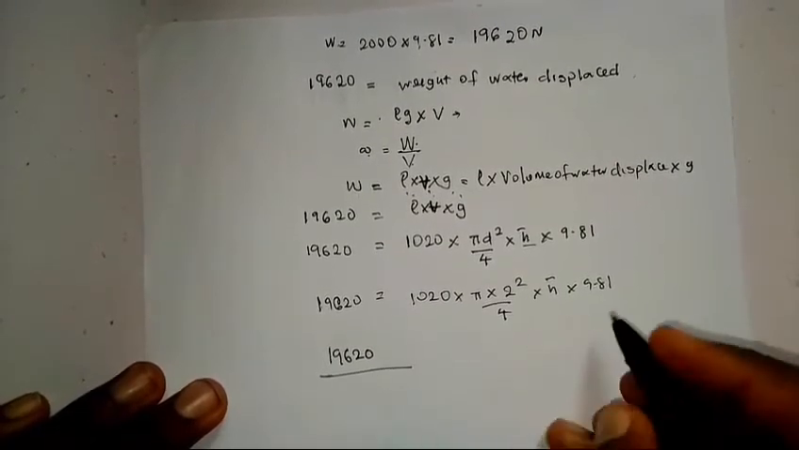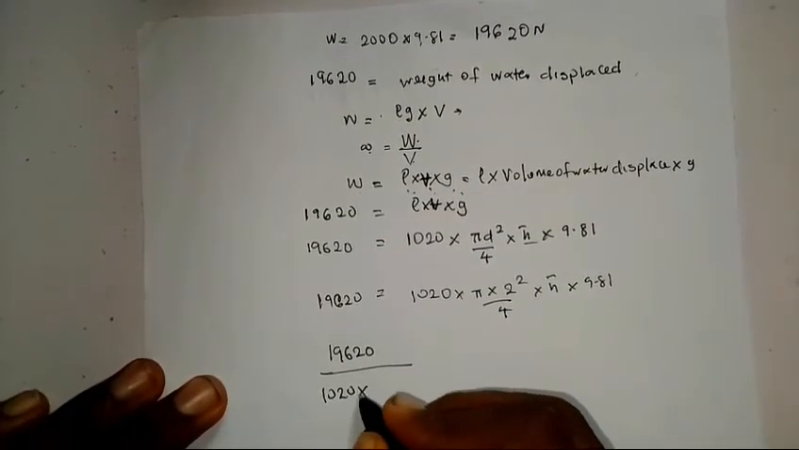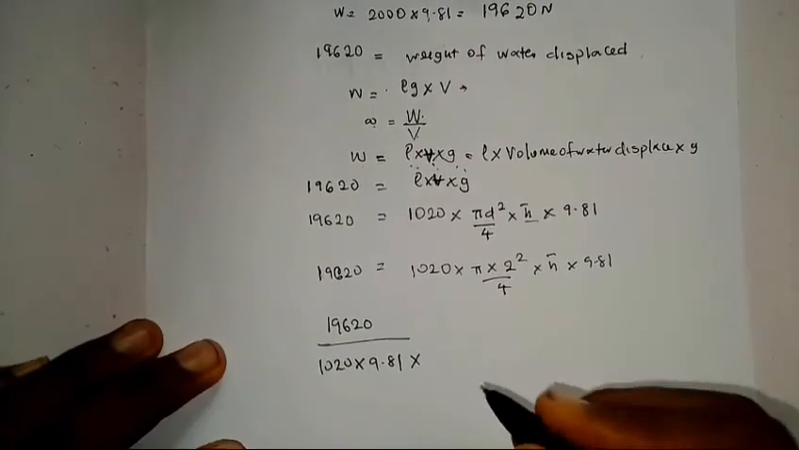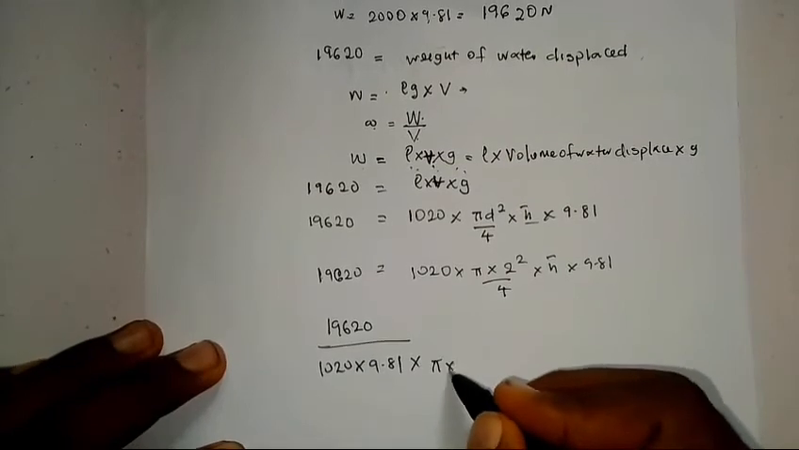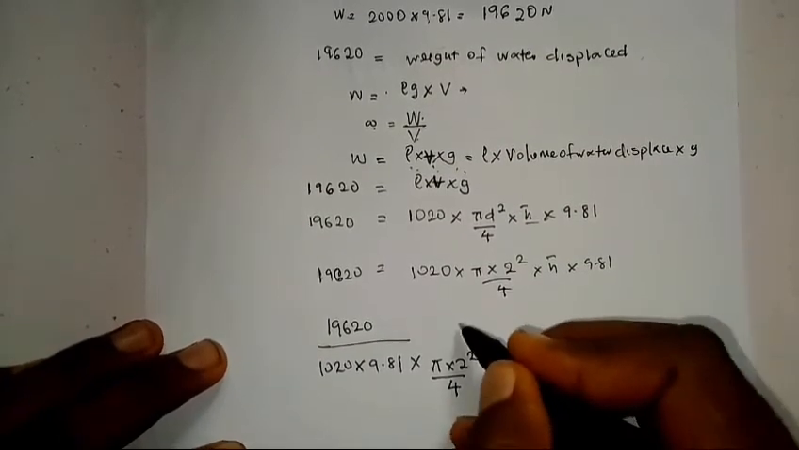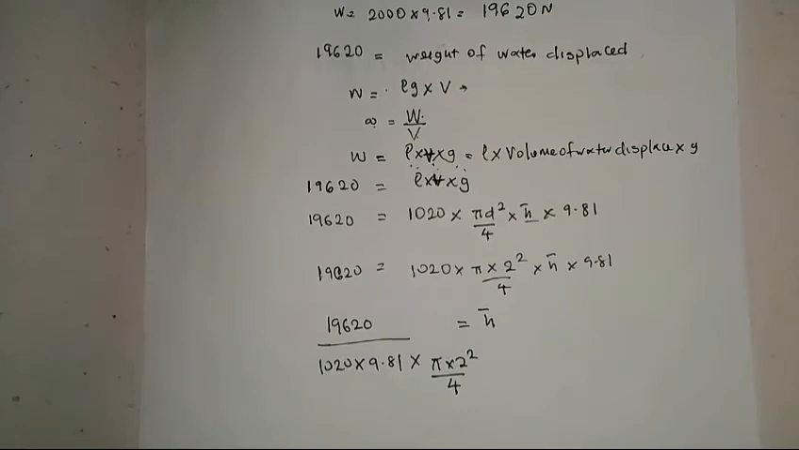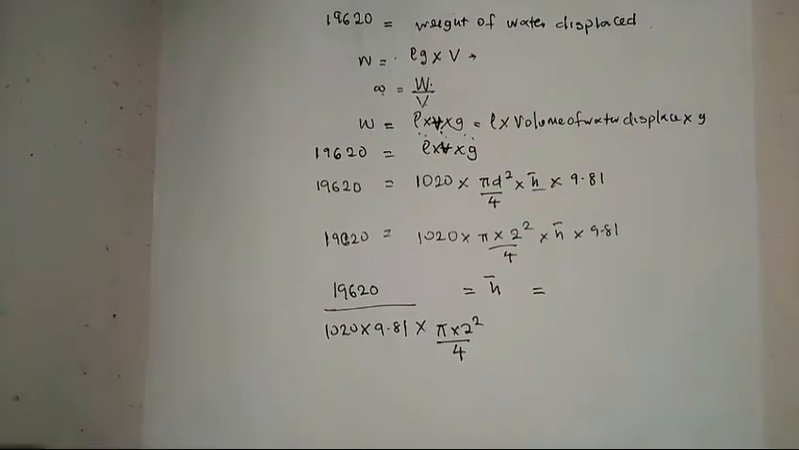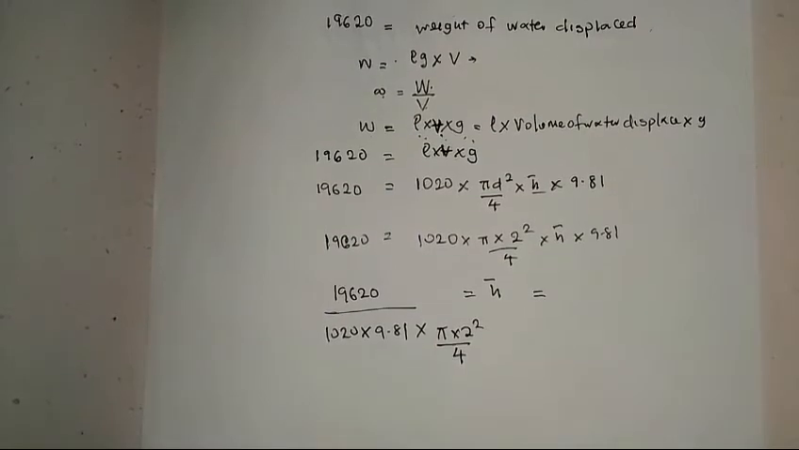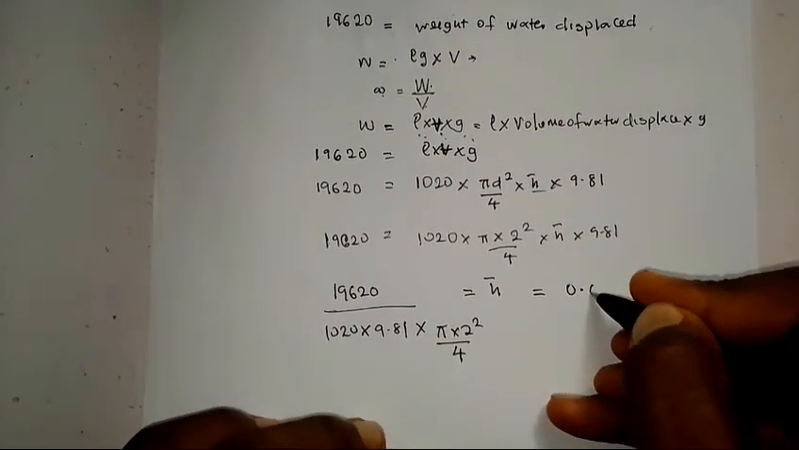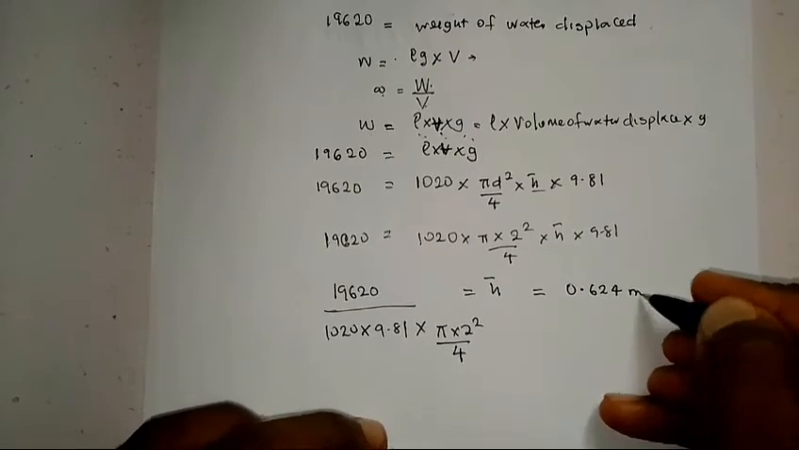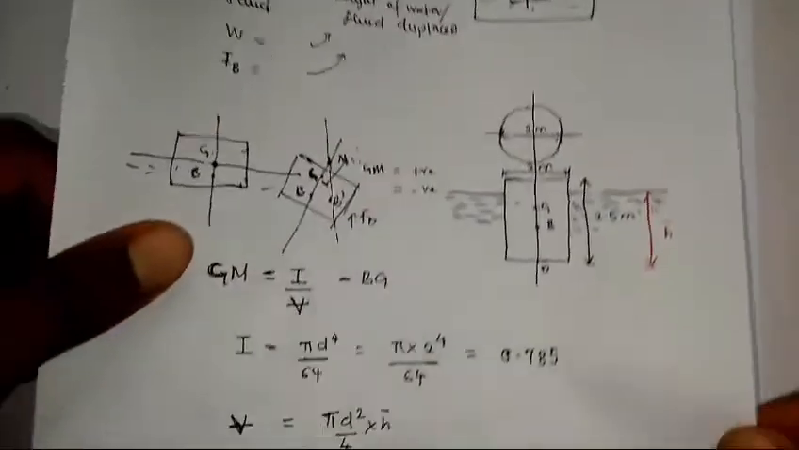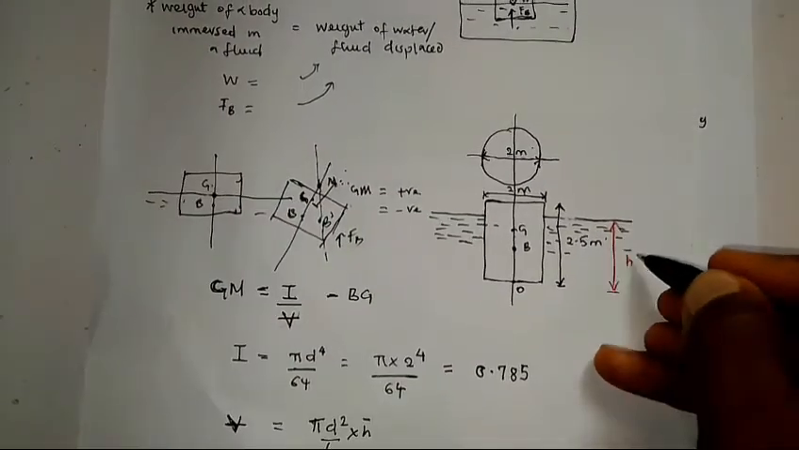Making h bar the subject of the formula, I have 19,620 divided by 1020 times 9.81 times pi times 2 square divided by 4 equals h bar. Simplifying all of that, my h bar, the depth of immersion, will be equal to 0.624 meters. That's my h bar. So we have successfully calculated my depth of immersion.